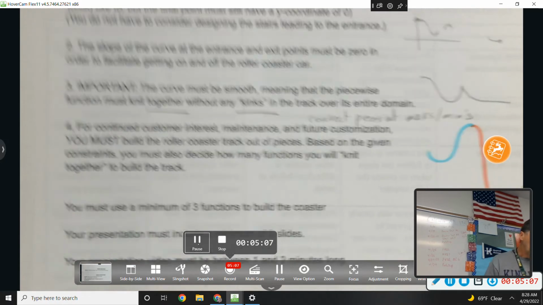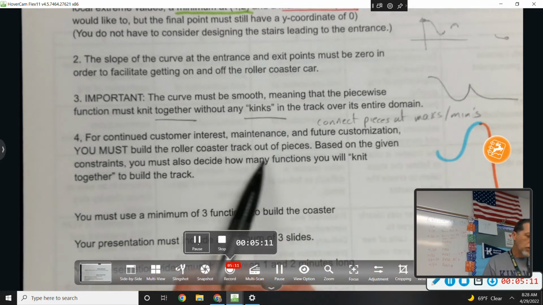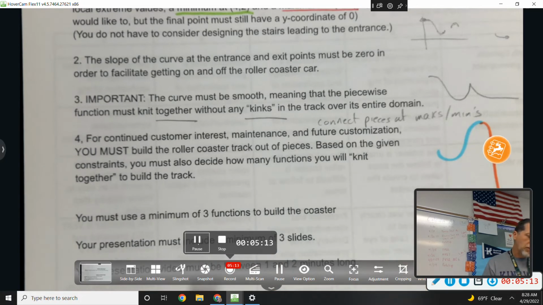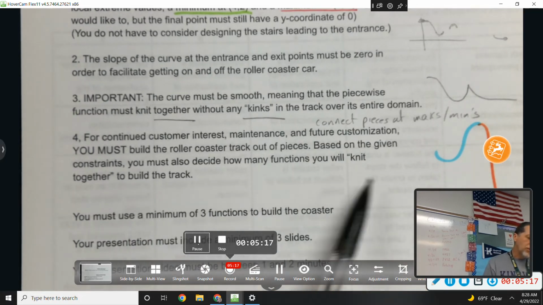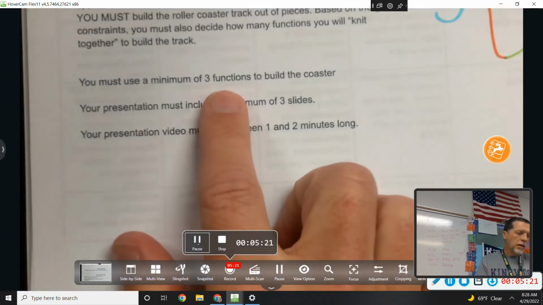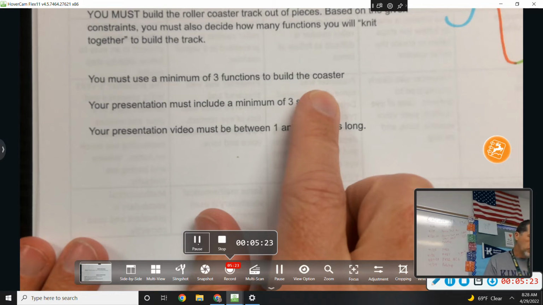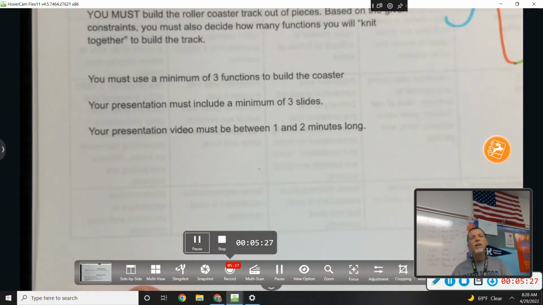For continued customer interest, maintenance, and future customization, you must build the roller coaster track out of pieces, a piecewise function. Based on the given constraints, you must also decide how many functions you will knit together to build the track. You must use a minimum of 3 functions to build the coaster. Your presentation must include a minimum of 3 slides.